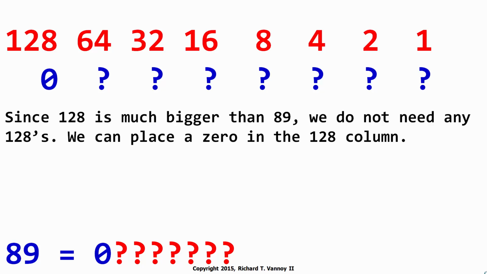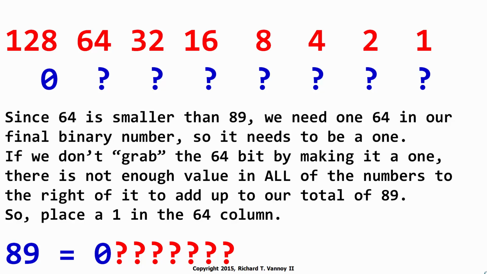So we can put a 0 under the 128 to say we don't need any 128s. That's not part of our number. And then we can say, well, 64 is the next highest number. So we're going to put a 1 underneath the 64. Now, if we don't put the 1 there, all of the numbers to the right, 32 plus 16 plus 8 plus 4 plus 2 plus 1, will not add up to a number big enough to give us 89. We've got to have the 64. We've got to show that this number contains one 64. So we're going to put a 1 in the 64's column.